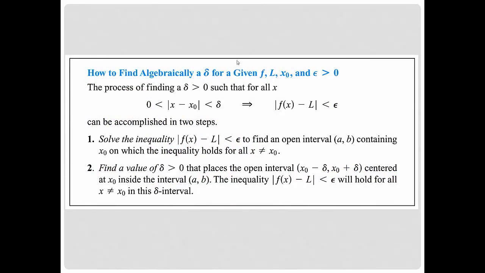So what we've seen here is how to find algebraically a delta for a given function, limit, x naught, and error, epsilon greater than 0. So the process of finding this delta, we actually plug everything into the absolute value of f of x minus L less than epsilon, and we solve this inequality, which will give me my open interval containing x naught. Okay, and once again, remember, it doesn't have to equal x naught. And then the second part is I use this inequality. I find a value of delta greater than 0 that places this open interval centered, right?